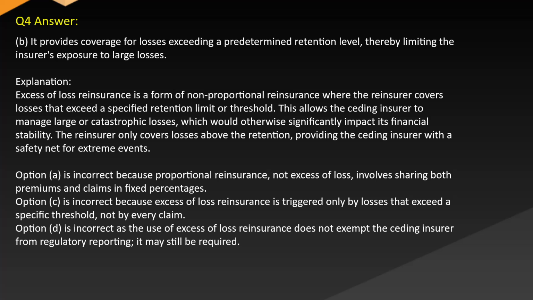Option A is incorrect because proportional reinsurance, not excess of loss, involves sharing both premiums and claims in fixed percentages. Option C is incorrect because excess of loss reinsurance is triggered only by losses that exceed a specific threshold, not by every claim. Option D is incorrect as the use of excess of loss reinsurance does not exempt the ceding insurer from regulatory reporting. It may still be required.